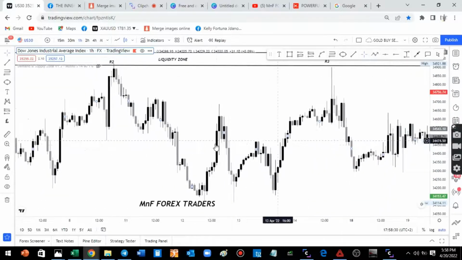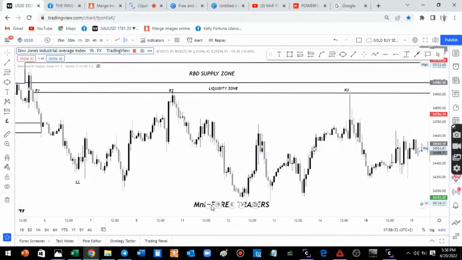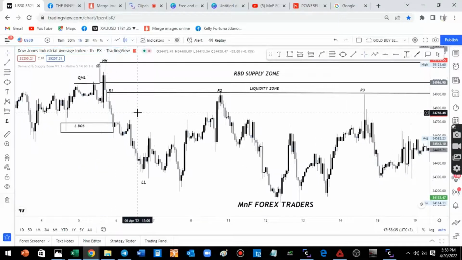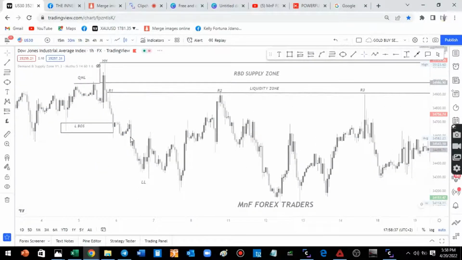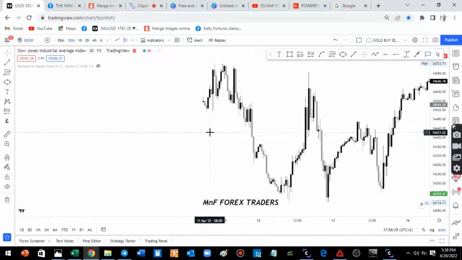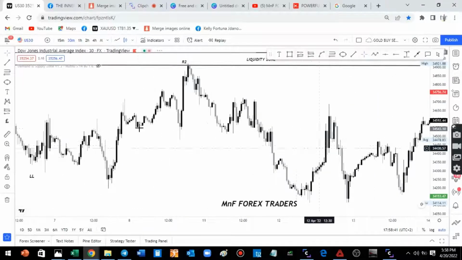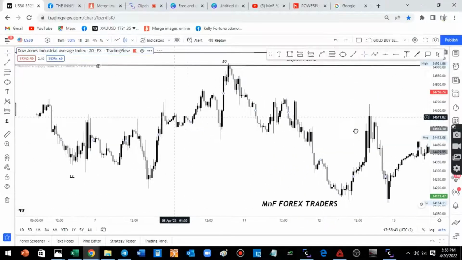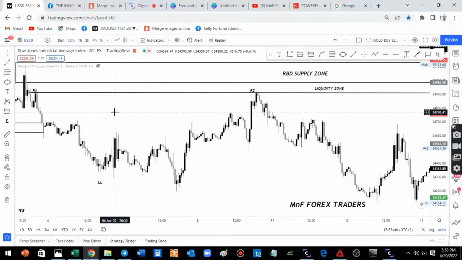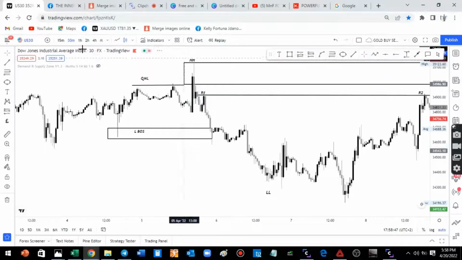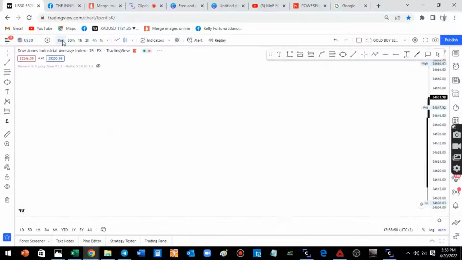Of course, right here you might not be able to appreciate the order block, but if you go to the lower time frame, you will see that there's actually an order block right there. Let's go to the 30 minutes time frame. Let's zoom out. We go to the 15 minutes time frame and look at the level which I had chosen initially.